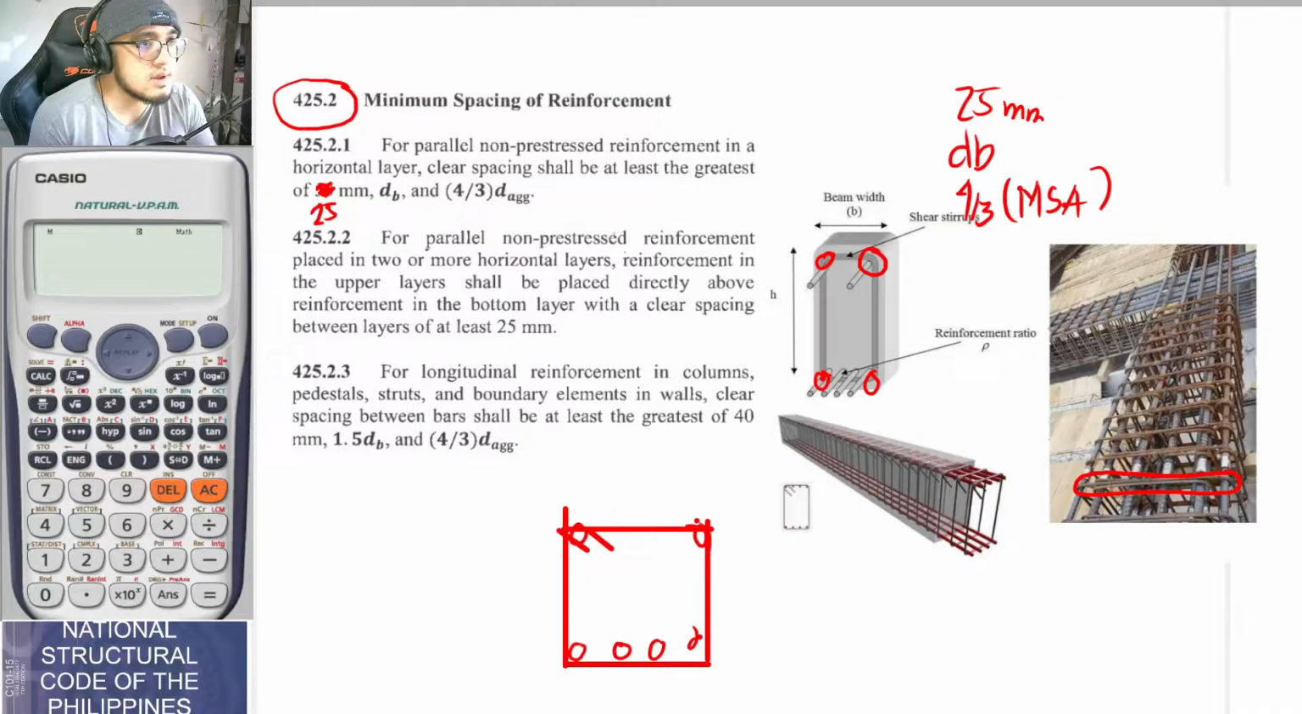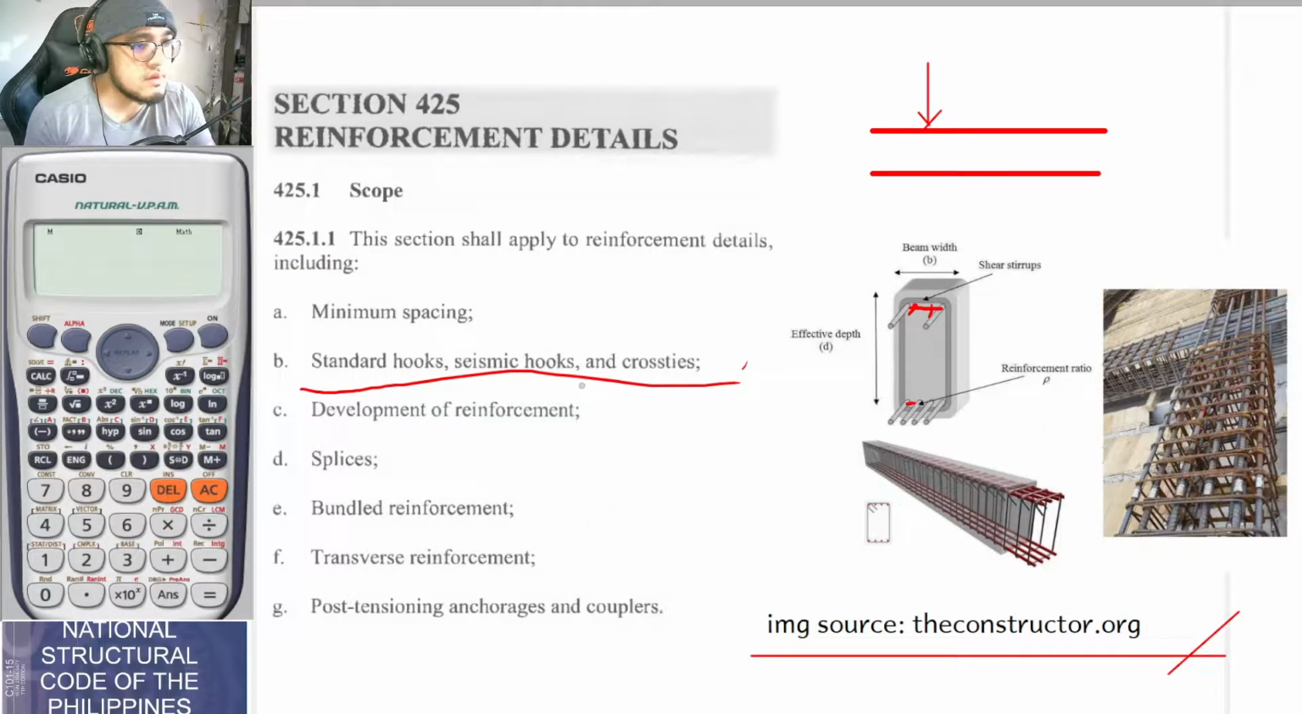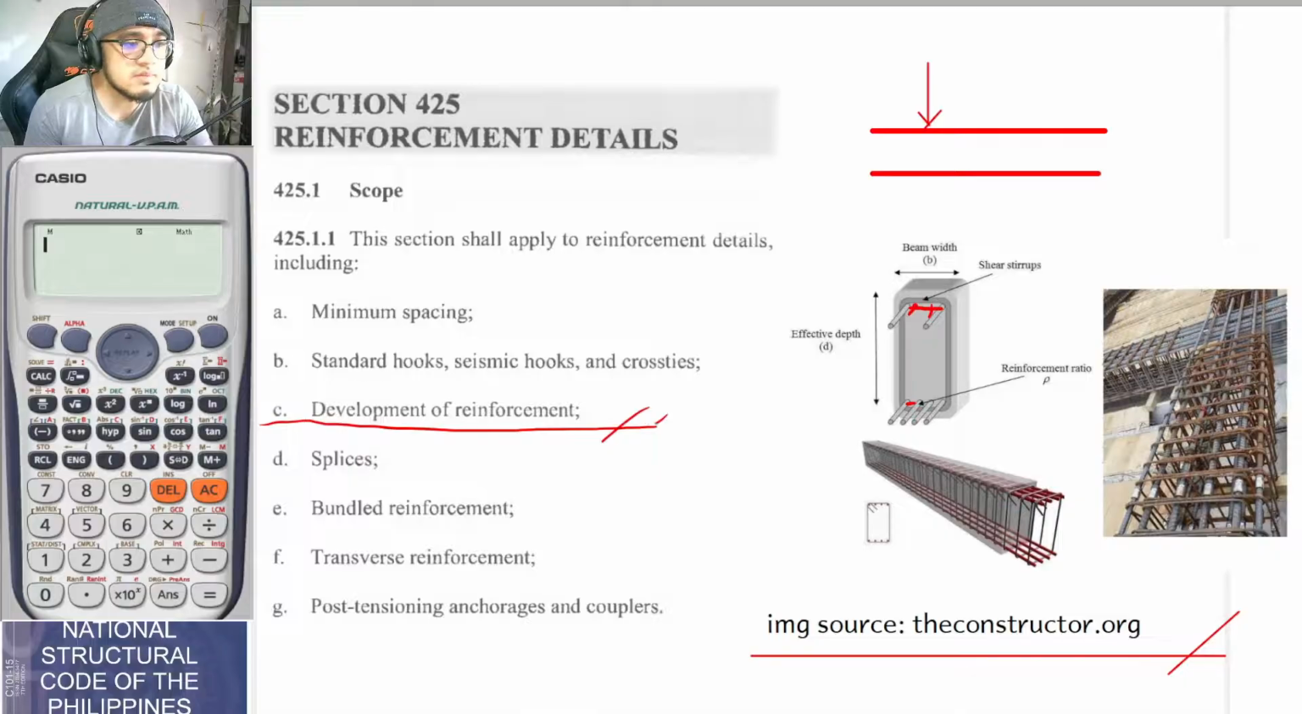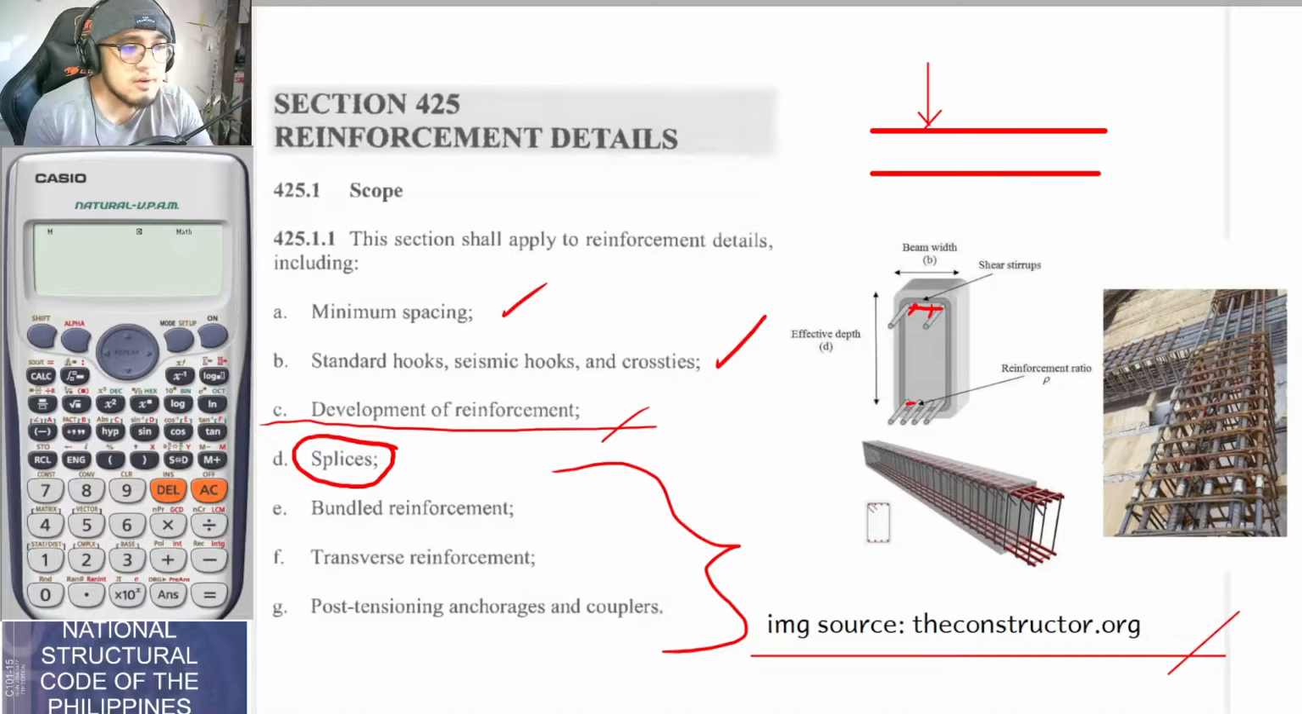So next, development of reinforcement. So ayun, guys, we would be mainly focusing on the development of reinforcement, because once again, this provision is formula-based, and all of these are formula-based. And besides, your splices are dependent upon your development length. So your splices, well, tsaka na natin pag-usapan yan.